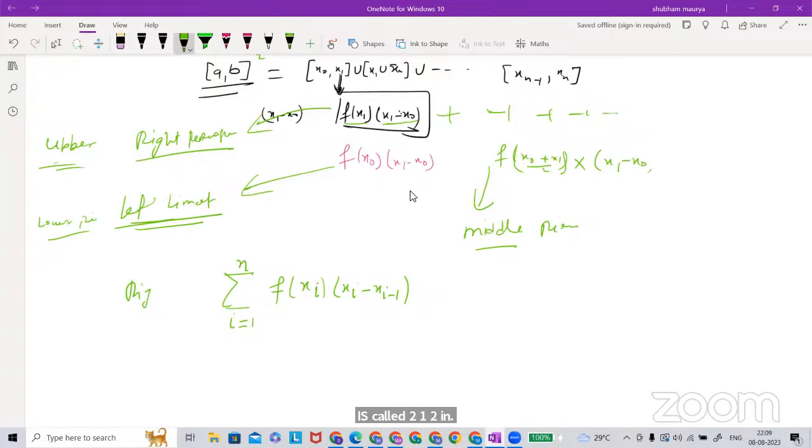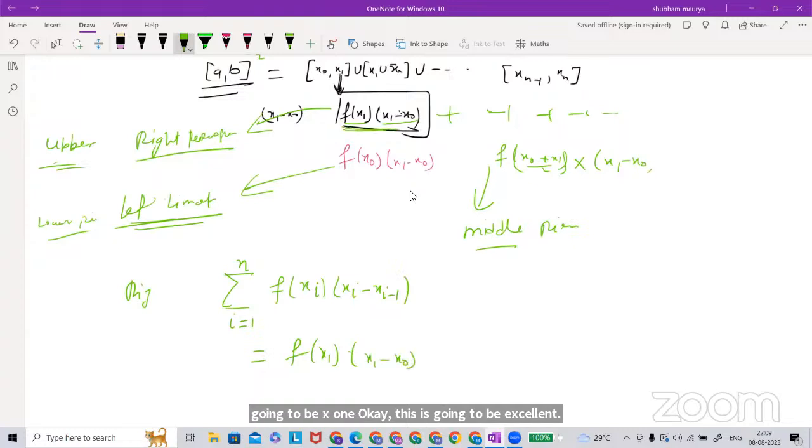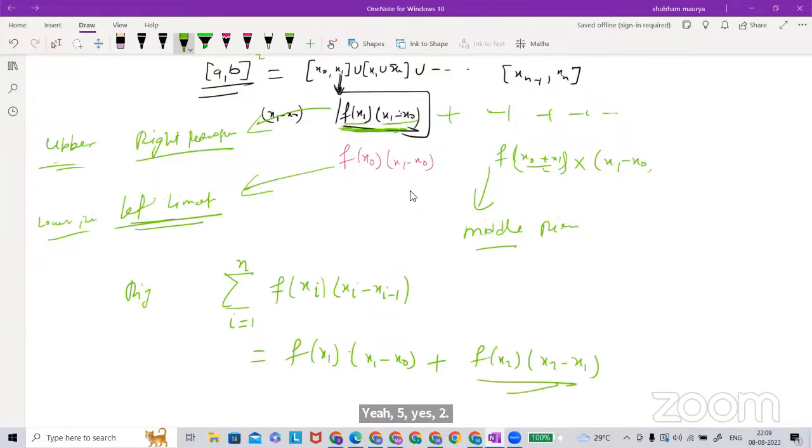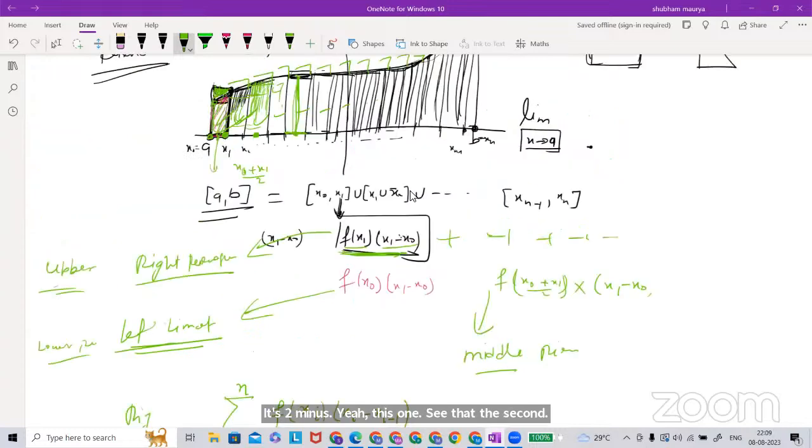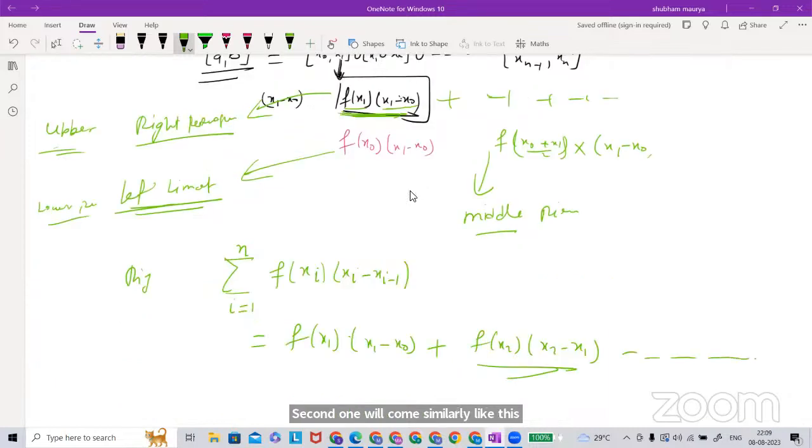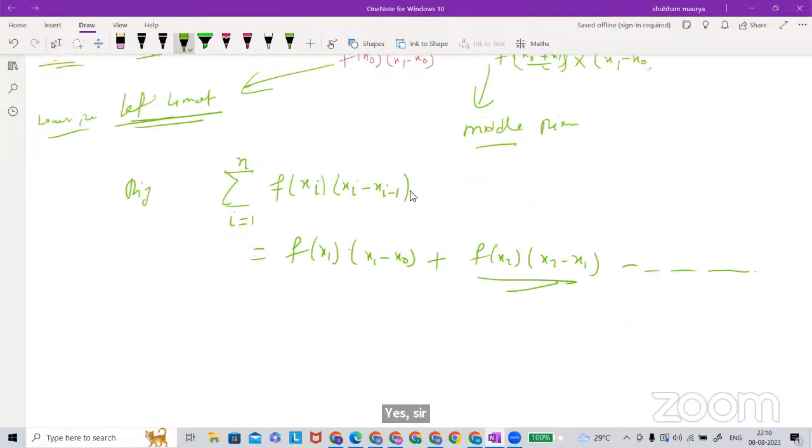So see what is here. Now one by one, let's explain it. This is going to be f of x1 times x1 minus x0. See, that is the first interval, plus f of x2 times x2 minus x1. The second one will come similarly. Is it clear now? Yes, sir. This is the right one.